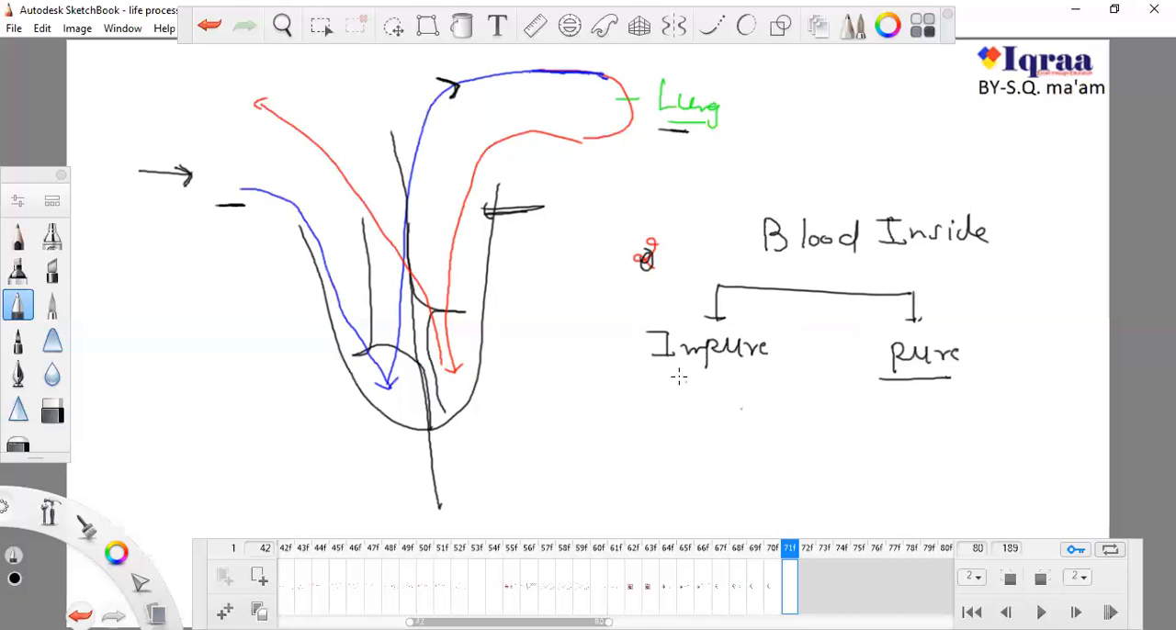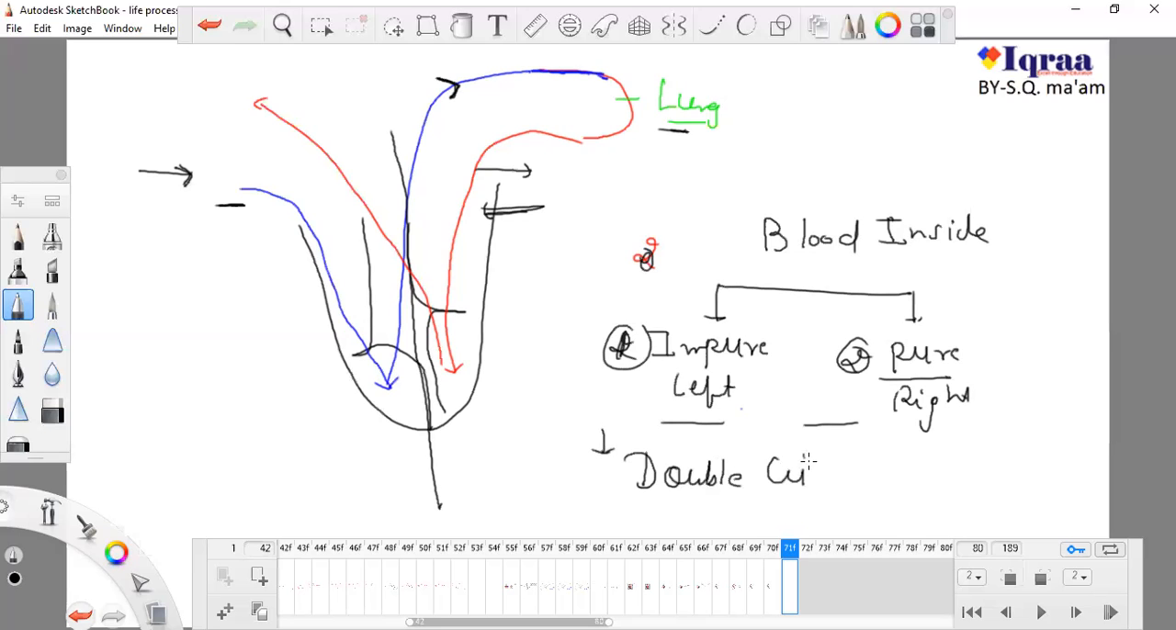So impure is in the left portion and pure is in the right portion. Okay, so two times blood comes into our heart. First it comes when it is impure, and after that it will come again when it is pure. Okay, so this blood comes inside our heart two times. Okay, that is known as double circulation. What is double circulation? Double circulation means that the blood is coming two times inside our heart.